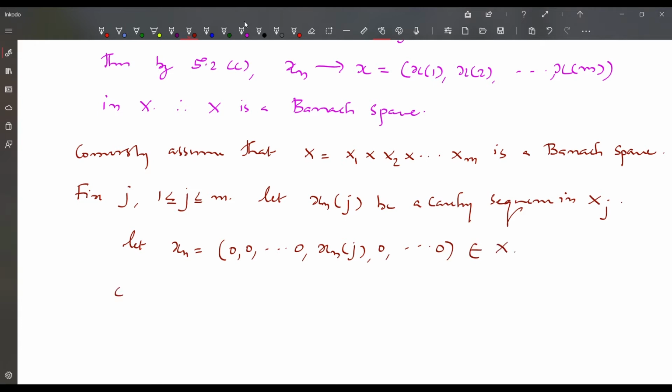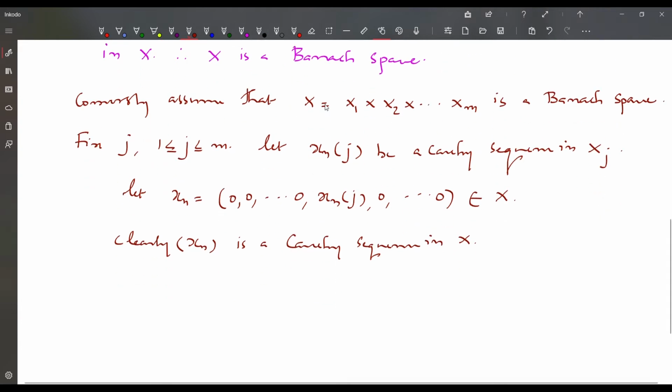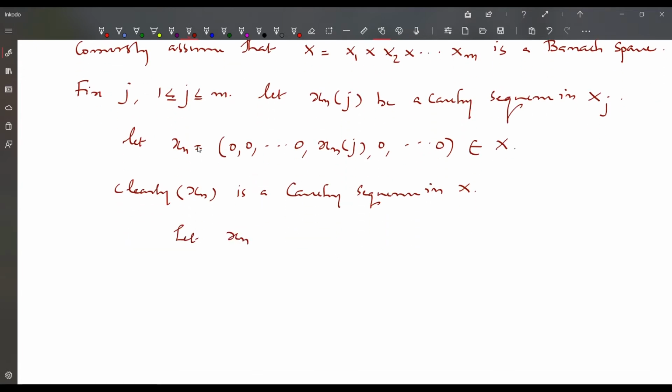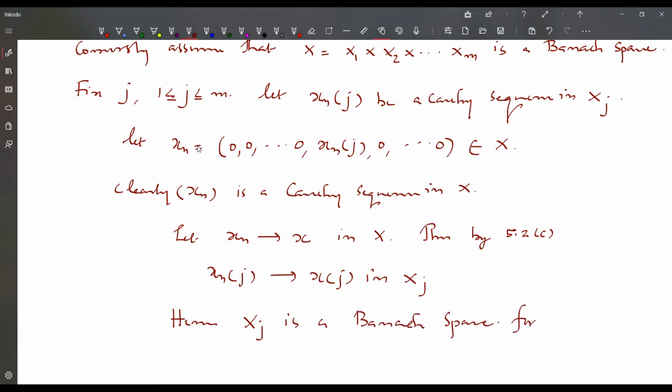Clearly, xn is a Cauchy sequence in X. You know that X is a Banach space, so let xn converge to x in X. Then by 5.2c, xn^j converges to x^j in Xj. Hence, Xj is a Banach space for j equal to 1, 2, etc., m. So that's this theorem.